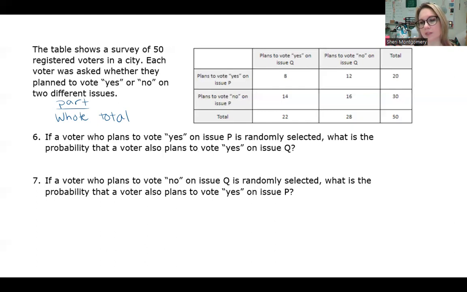So we're going to look down this column. Yes on issue P. That's from here. Yes on issue P. So we're going to look down this row right here. So my total is going to be this number. So I can put my total down. And then it says out of those 20 people, what's the probability that they're going to vote yes on issue Q? So reading down this column, well, that's yes and that's no. So it's 8 out of 20.